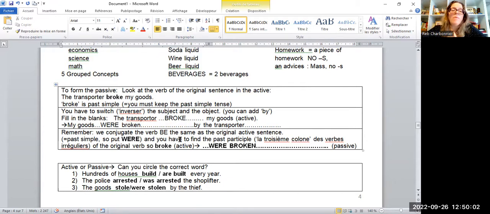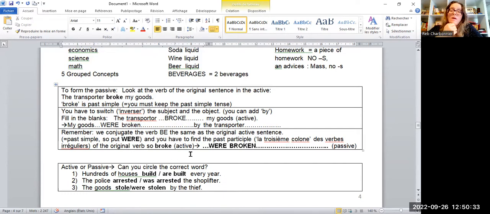So remember that we conjugate the verb in the same as the original active sentence. So don't confuse active and passive with present and past. You just keep the same verb form. So if broke is in the past simple, you have to put were as the past simple of the verb to be. And you have to find the past participle of the same verb broke. And that's the third column of irregular verbs.